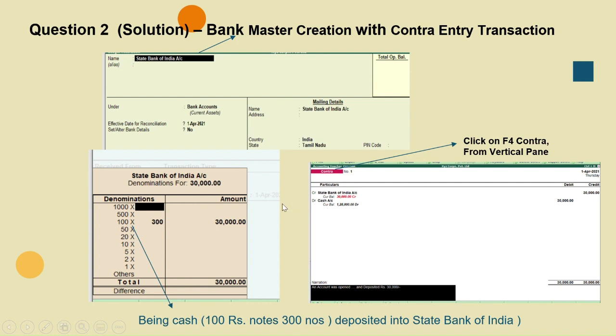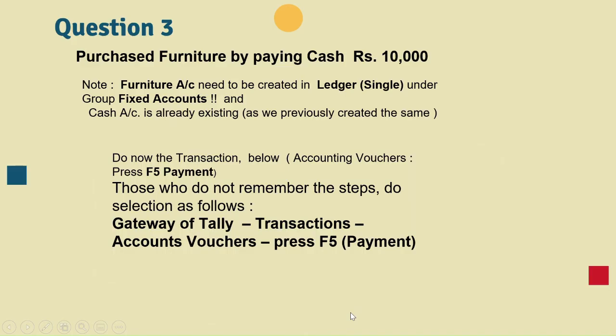When we type cash, the denomination will be shown, so that if you want to use it, otherwise you can skip that. And you have to write the narration here. So second entry is over. Now next is purchased furniture by paying cash. So here furniture account debit to cash will be the journal.